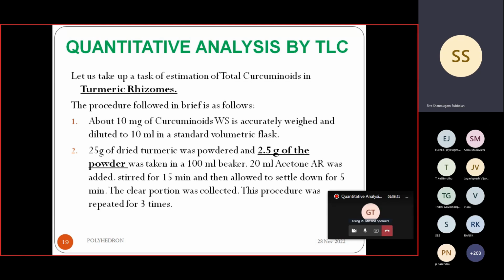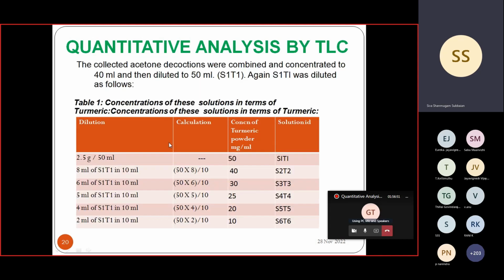20 ml of acetone is added and stirred for 15 minutes. Then we allow it to stand for 5 to 10 minutes. We take the clear portion of the acetone separately in another beaker, and this process of adding acetone, stirring and collecting the acetone is repeated 3 to 6 times. Almost all the curcumin present in the turmeric powder would have come into the acetone, and this is called the acetone decoction. It is concentrated by heating to 40 ml, then diluted to 50 ml in a standard volumetric flask. So the first solution is now ready for testing, that is, 2.5 gram in 50 ml.